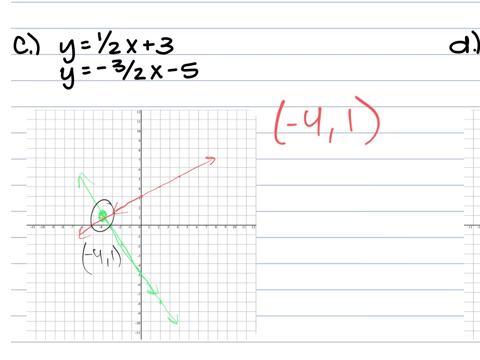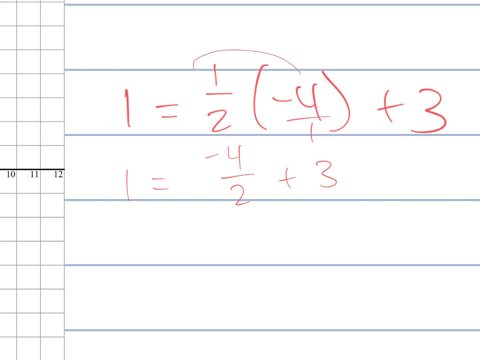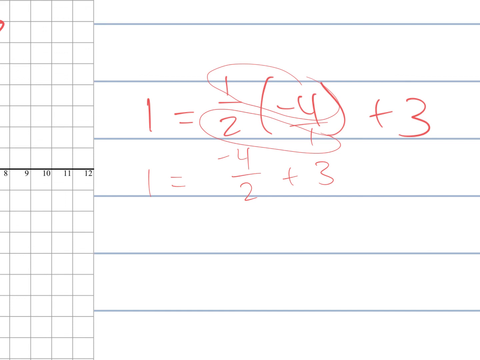So for the first one, when we're plugging it into the red equation, that was the first one, we would get 1 equals 1/2 times -4 plus 3. Remember, -4 times 1/2 is going to give you 1 equals -4/2 plus 3. Because remember, this -4 is technically -4/1. We multiply fractions straight across. So -4 gets multiplied by 1, and the 2 gets multiplied by 1. So now we have -4/2, which is just -2, plus 3 equals 1. 3 minus 2, or -2 plus 3, is also 1, so 1 equals 1. It works for that one.